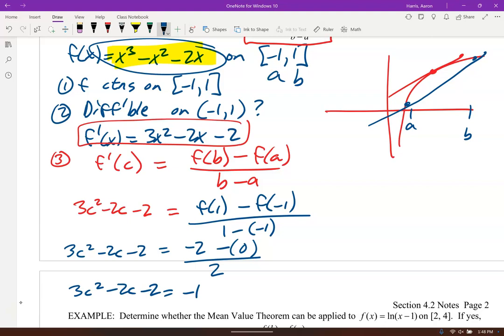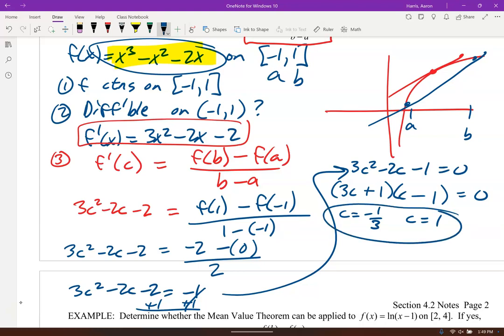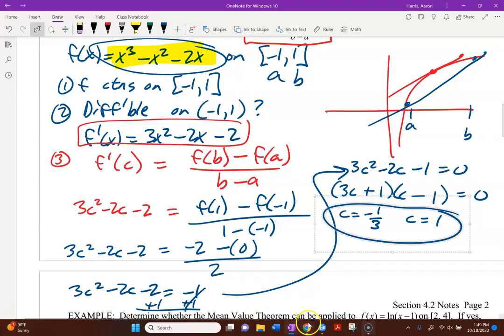So let me add 1 to both sides. That equals 0. 3c squared minus 2c minus 1 equals 0. That'll factor into 3c plus 1, c minus 1. Set each of those equal to 0, so I'd have -1/3 and 1. So both of those c values would work. Let me give you a picture of this in Desmos.